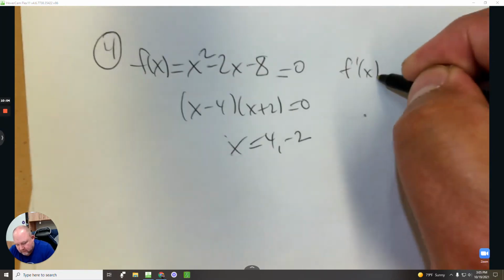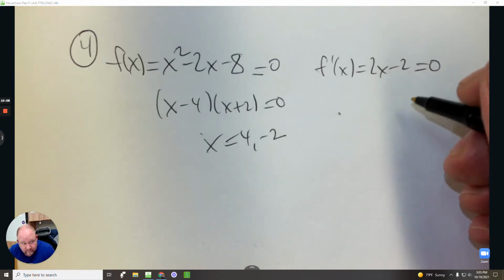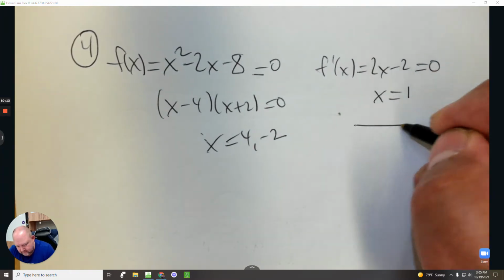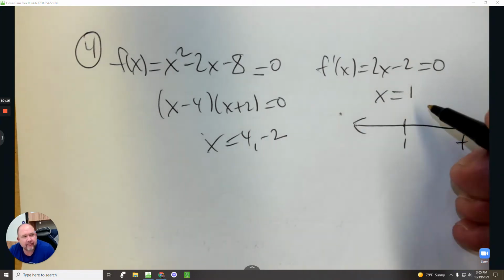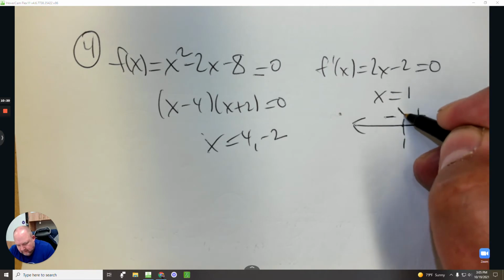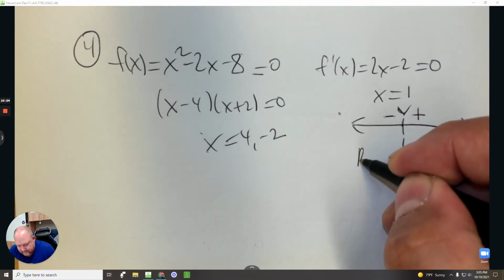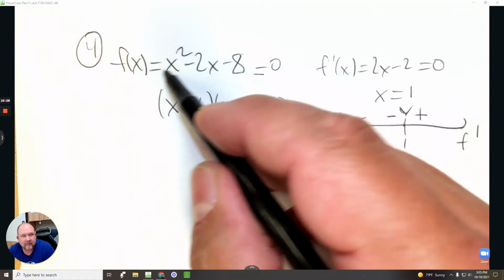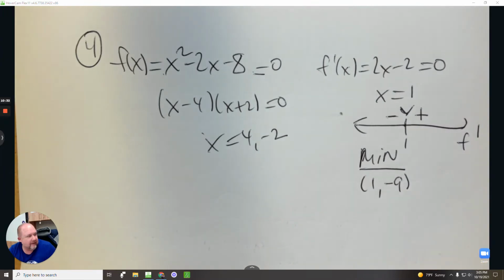When I take the derivative and make it equal to 0, when I solve it, I see that at 1, if I do a number line, if I plug in 0, it goes negative to positive. So 1 is a minimum, which is our vertex. And if I plug 1 in here, I get negative 9. And then you'd graph it.